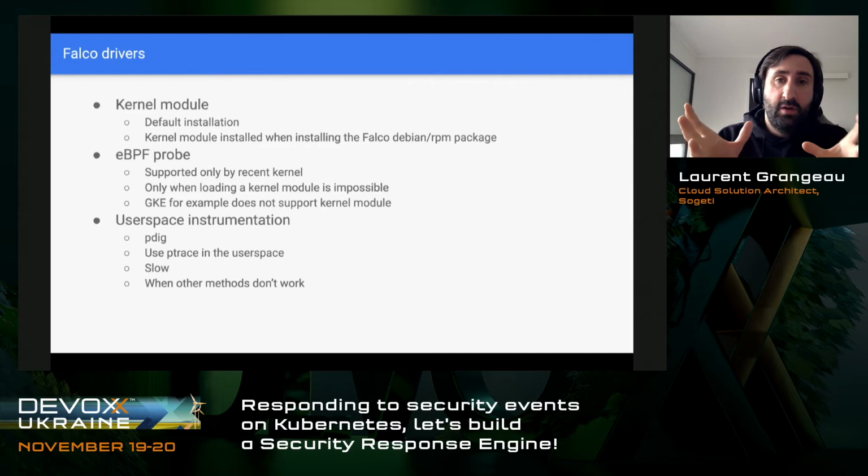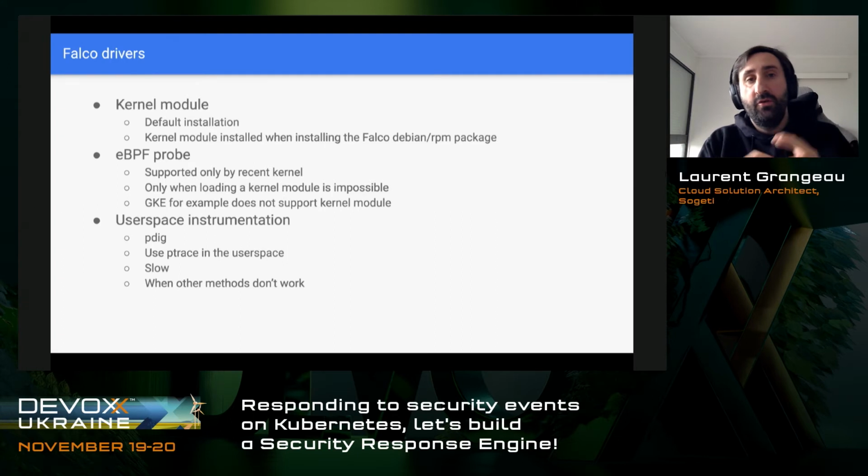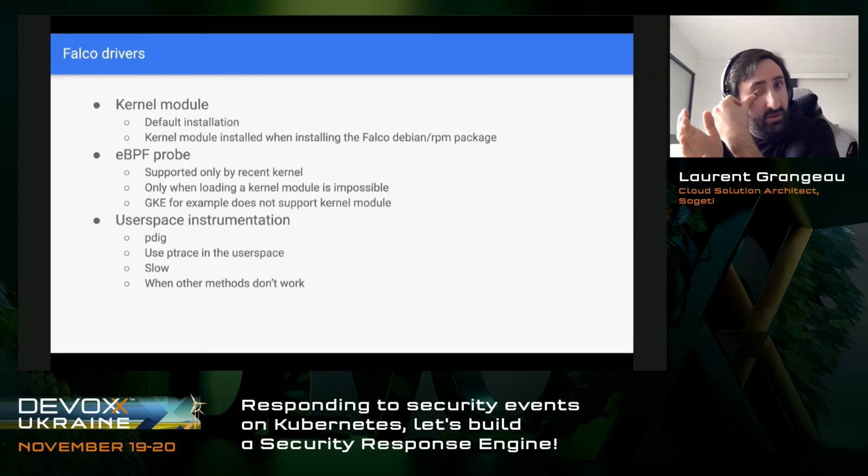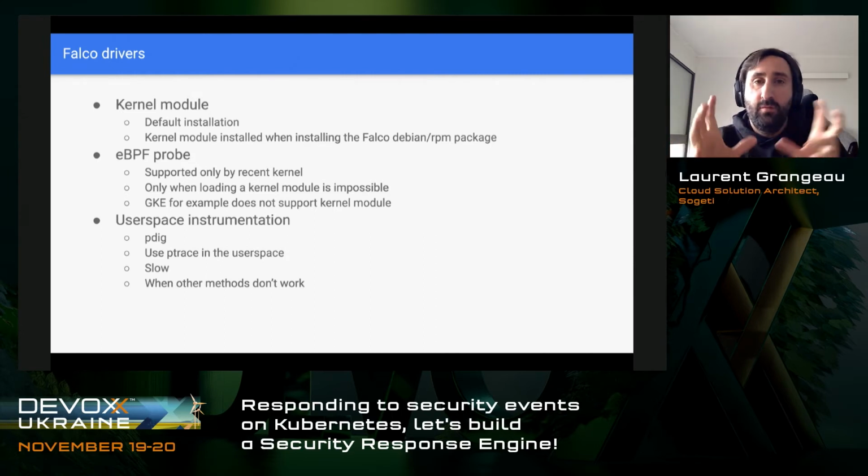If, for example, your kernel is statically compiled and you don't allow modules, you can also leverage an eBPF probe, and that is the second installation of Falco, but it's only supported by recent kernels. So I think it's around 4.x or 5.x that is supported. And it's really convenient when you can't inject a kernel module inside the kernel. For example, GKE doesn't support kernel modules, so it will launch an eBPF probe and just intercept calls running with eBPF.